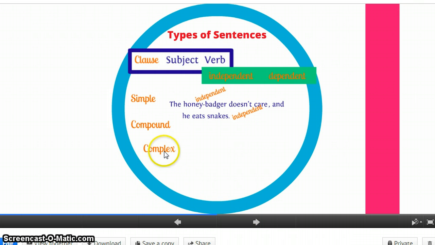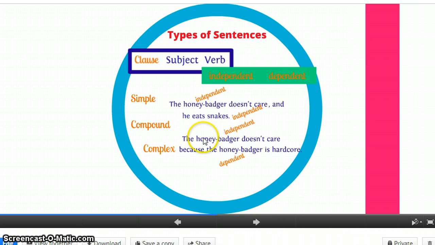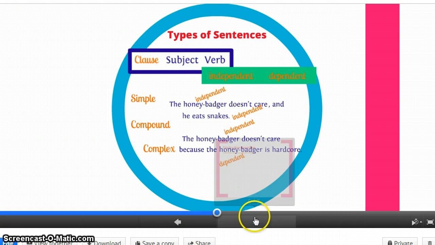Next, we need a complex sentence. Here's where the dependent clause comes in. In a complex sentence, you need one independent clause and one dependent clause. So here's our independent clause, the honey badger doesn't care. And here's our dependent clause, because the honey badger is hardcore. So notice that this one is dependent because it cannot stand by itself. If we just said, because the honey badger is hardcore, we would need more to the sentence to make that a complete thought. So combining the independent and dependent makes it a complex sentence. Notice that there is no comma in between care and because. When you have an independent and dependent clause, you do not need a comma unless we put the dependent clause in front, and we'll get to that later.